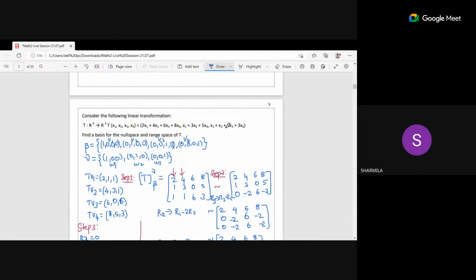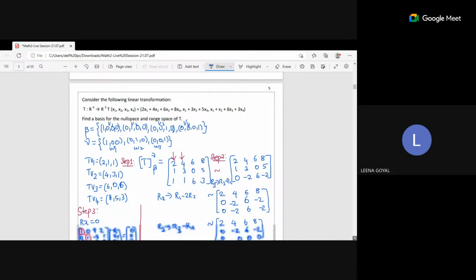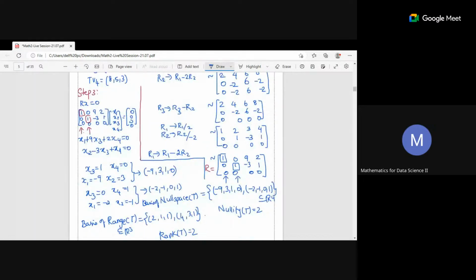Is it true that nullity represents independent variables while rank represents dependent variables? Yes. From this echelon form, you see these two are the independent variables and these two are dependent variables. So these two are representing your rank and the other two are representing the nullity.